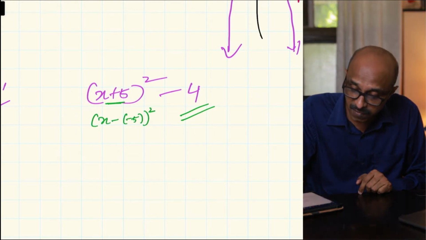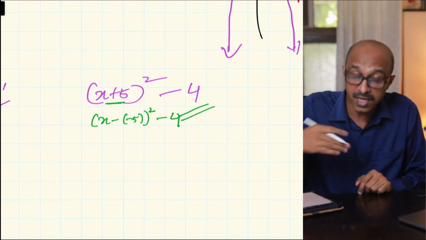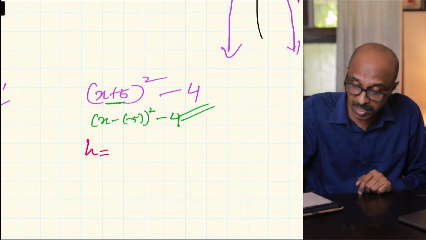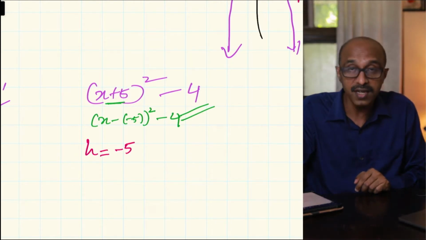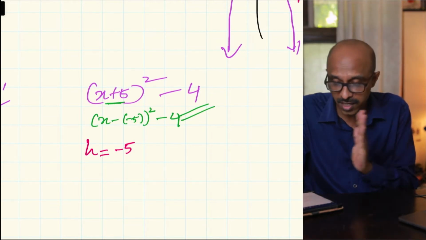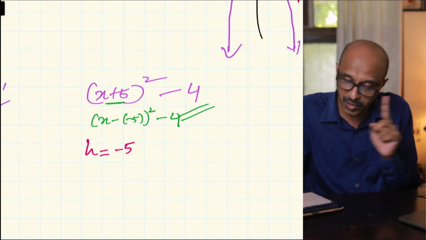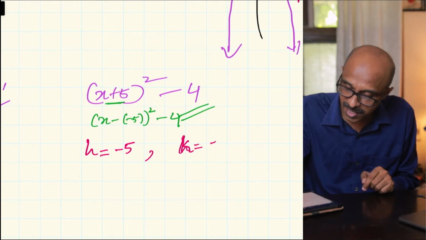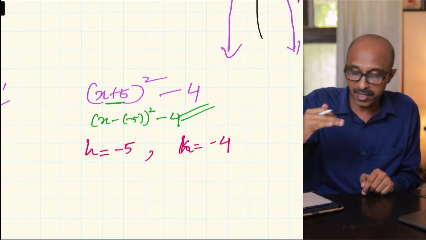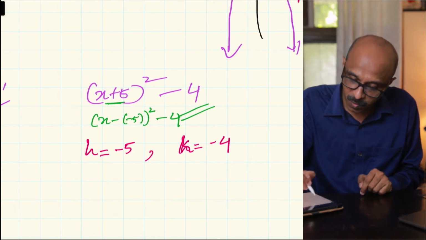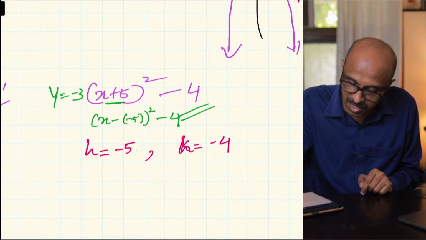For those of you who haven't seen my video on translations, horizontal and vertical, take a note of that. I'll link that video in the description box below. Go and take a look at that. This gives you h, the value of the horizontal translation. When it's negative, it's moving to the left, and k is -4. That means the vertical translation is going down. Okay, so this is my new function now. Y is equal to, remember we have the -3 here.